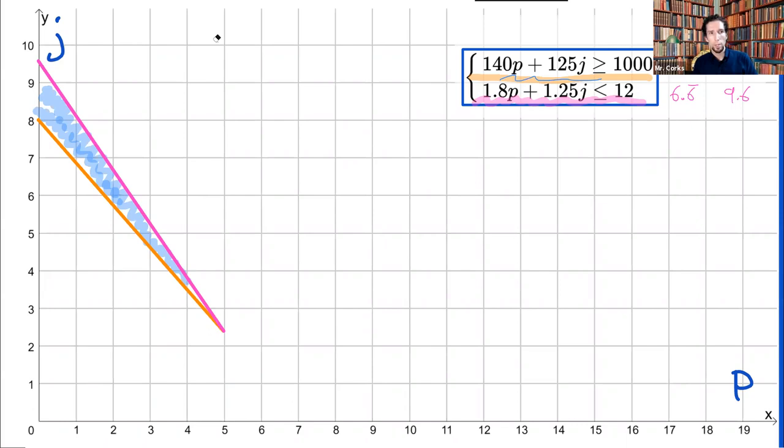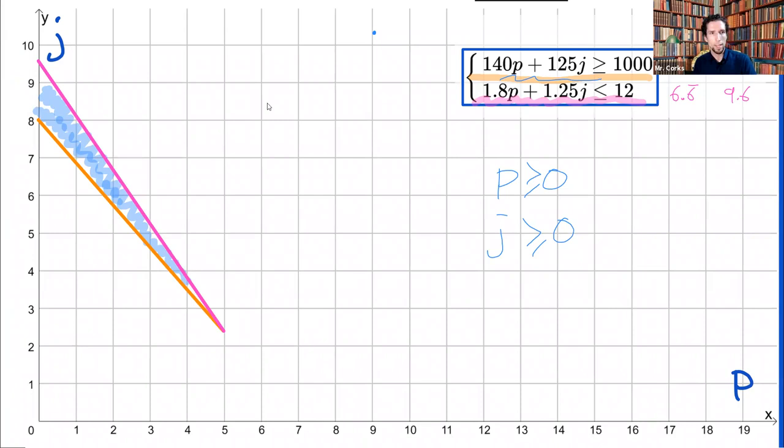We know for this problem, we didn't write it, but we understand that P must be greater than or equal to 0, and also our J must be greater than or equal to 0. The P greater than or equal to 0 didn't really come into play here with this area, but J greater than or equal to 0, that's why we're not shading off in this area. That's why we're just stopping at the vertical axis, at the J-axis here. Okay, so there's our shape.